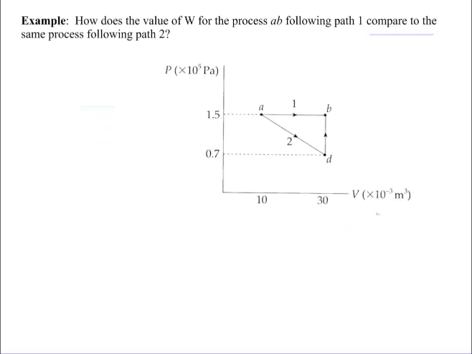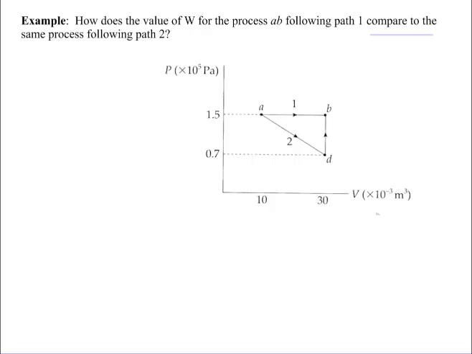So let's take a look at an example. Here's a graph that represents pressure volume change, and we have a cycle going on. We have 3 different points, and we'll take a look at how the value of work for the process AB, following path 1, compares to the same process if I follow path 2. Path 2 is 2 sides of a right triangle. How do we figure that out? Well, let's take a look.